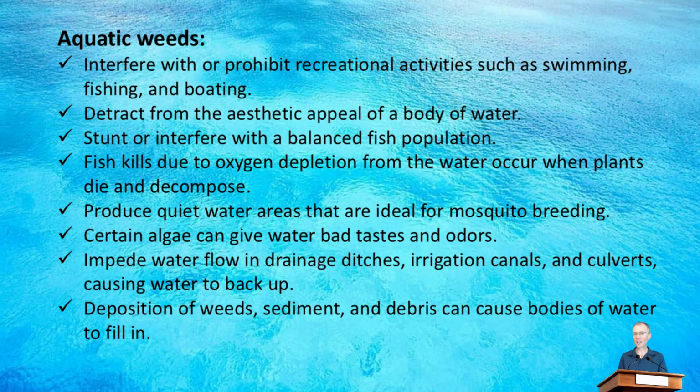Here's another longer list of what these aquatic weeds do. They interfere with or prohibit recreational activities such as swimming, fishing, and boating. They detract from the aesthetic appeal of a body of water. They stunt or interfere with a balanced fish population. They cause fish kills due to oxygen depletion from the water and occur when the plants die or decompose. They produce quiet water areas that are ideal for mosquito breeding.